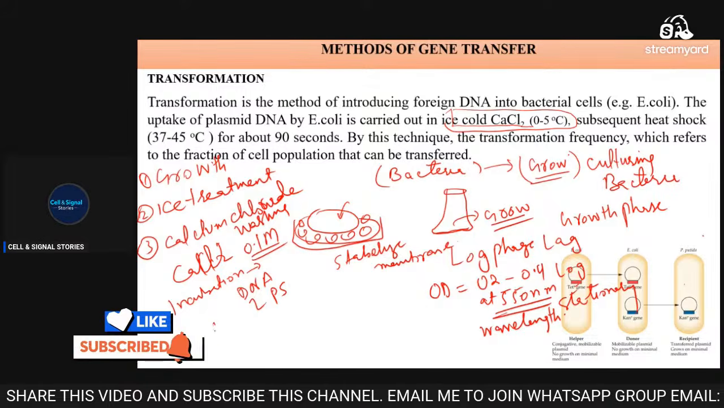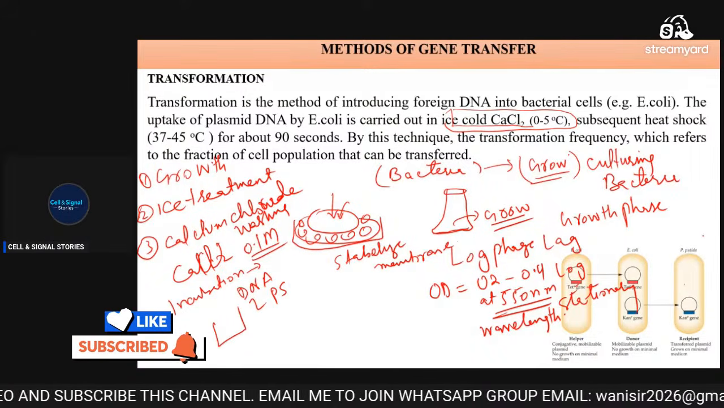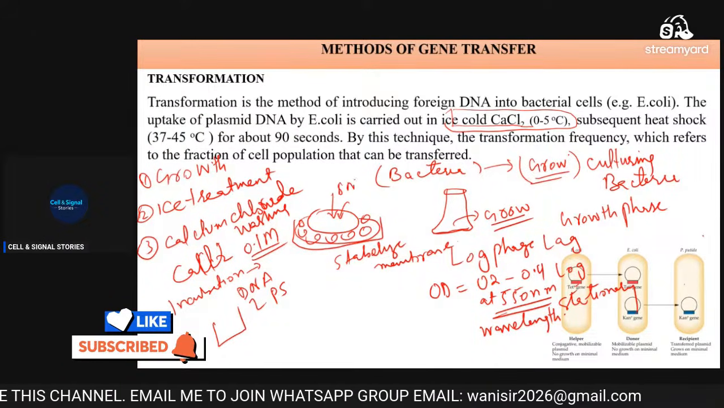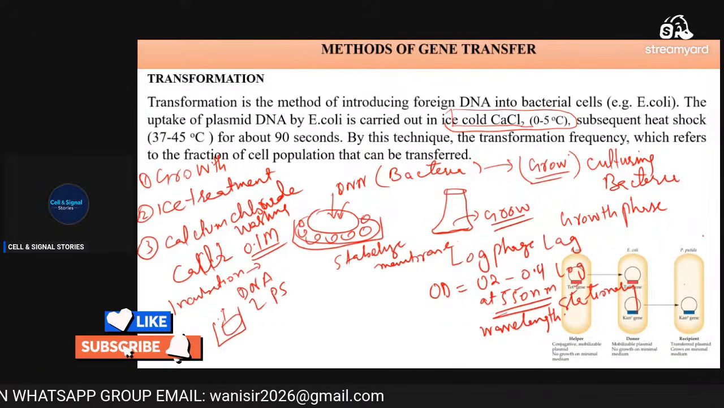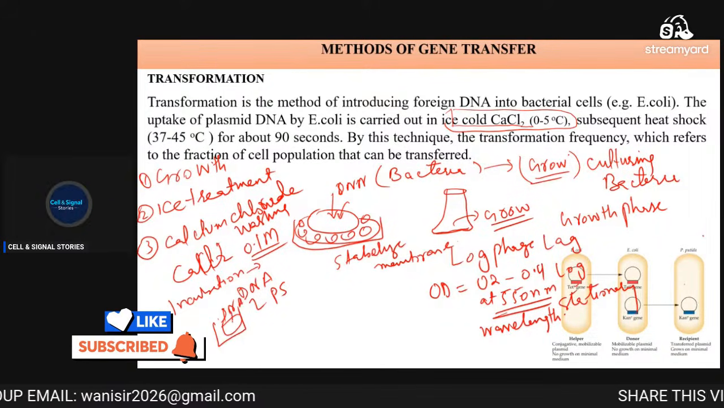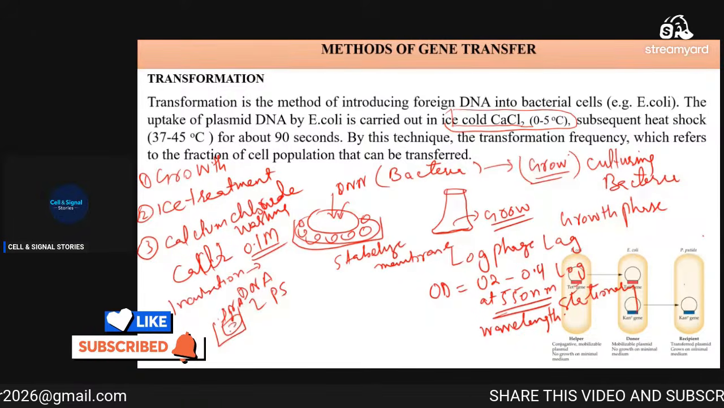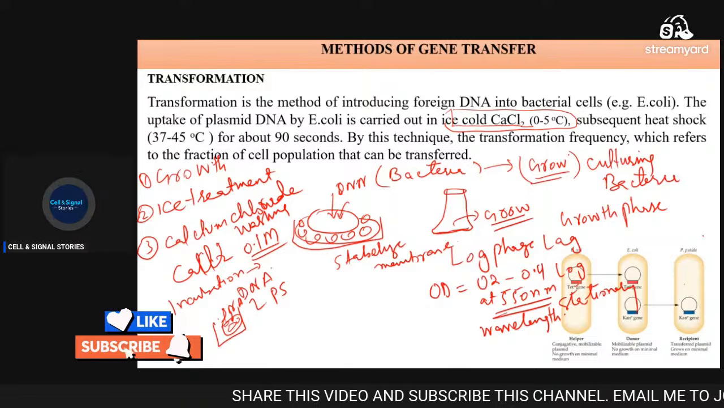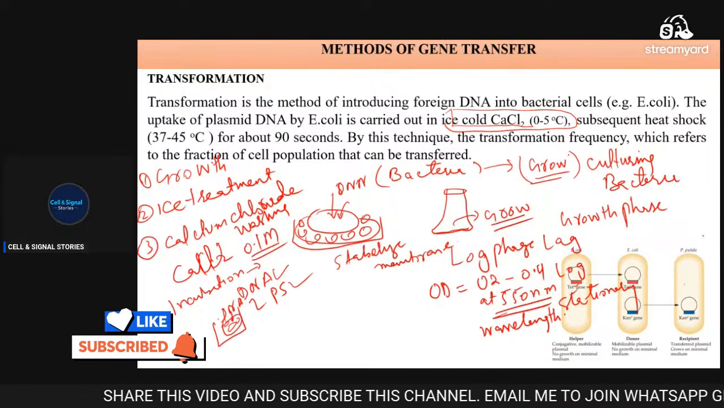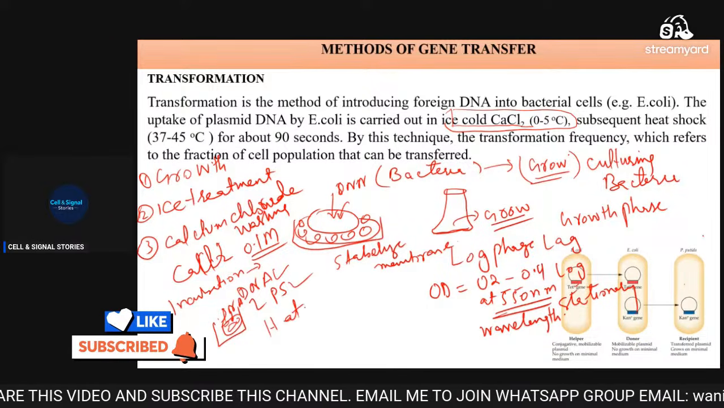Then we will put the naked DNA into it. Now the naked DNA will be put into it, and the competent cells, the calcium will bind to this naked DNA and it will bind to the LPS, and then followed by the heat shock. Heat shock.